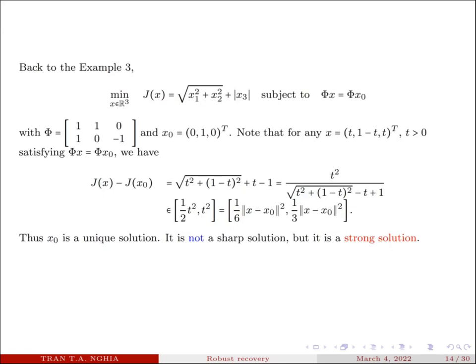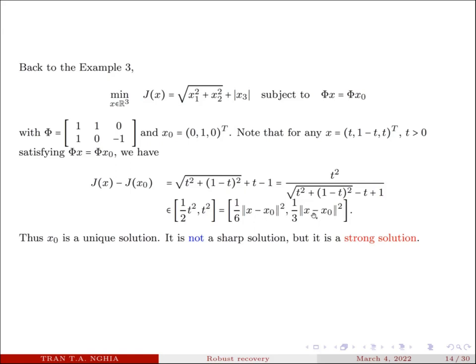Okay, so now I want to revisit example 3. We go back to example 3. We try to minimize a cost function by using the L1, L2 norm right here, norm 1, 2, a very simple one. And then we make the following observation. We estimate the cost difference like J of x minus J of x0, where S0 right here we can show is a unique solution. And we recognize that this one is between those two guys.